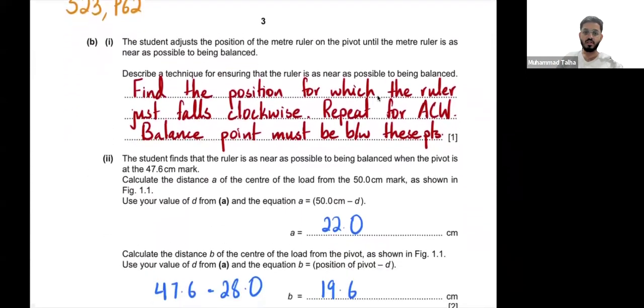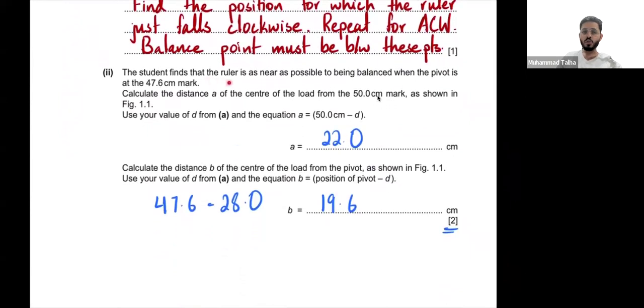Part two, the student finds the ruler is as near as possible to being balanced when the pivot is at the 47.6 centimeters mark. Calculate the distance A of the center of the load from the 50 cm mark. So you have to use this equation. D is what you calculated from the previous part. So 50 minus 28, again, I'm going to write this as 22.0. Calculate the distance B of the center of the load from the pivot as shown. Use your value of D from before and this equation. The position of the pivot was given as 47.6. I subtract 28 from this and I get this answer. So this is my B.